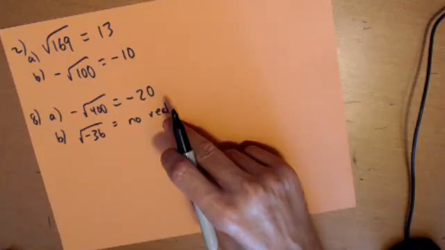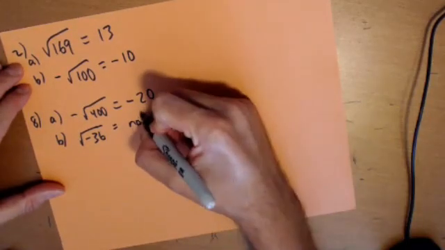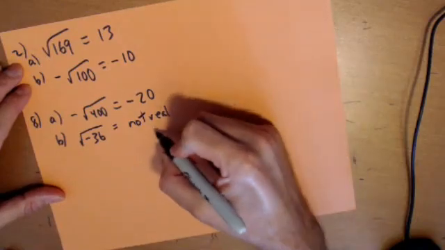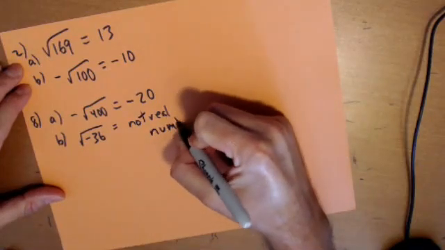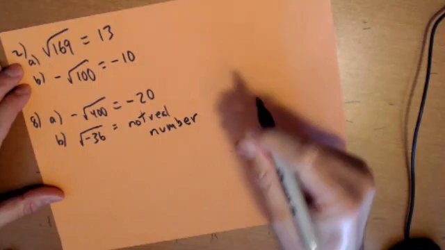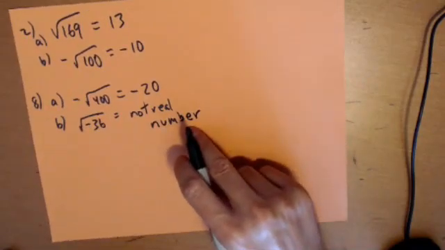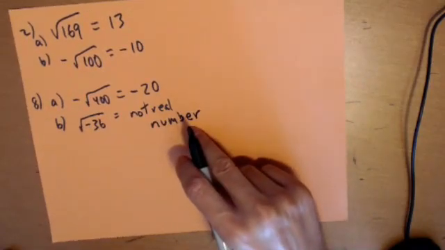Okay, number 9. It said not real number. Not, bad grammar. Not real number. Okay. Not real number. Cool. Okay, let's go back.